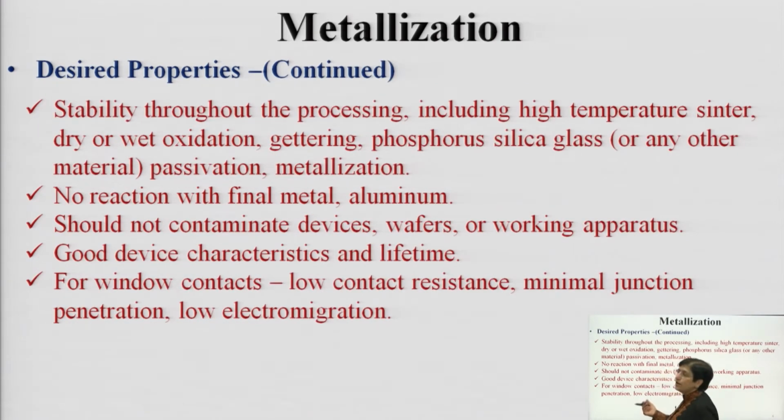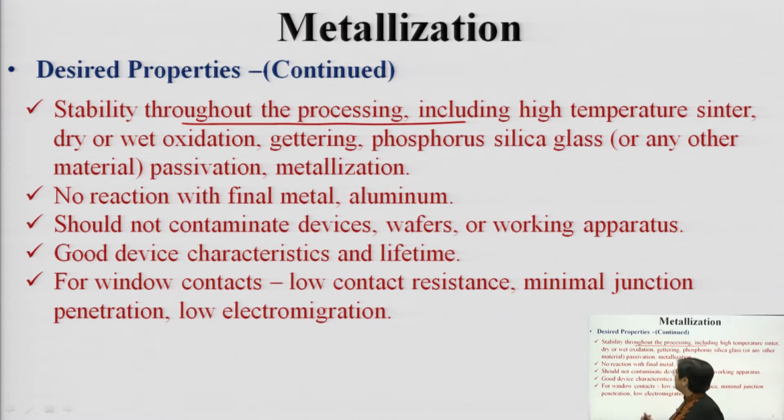In continuation, it should have stability throughout the processing steps, including temperature sintering or any variation, dry oxidation, phosphorus or silica glass deposition, or any other processes being carried out. Once a protective layer is to be deposited or something else is to be carried out, the material which is being deposited should remain stable and should not alter its properties. It should not react with the final metal, that is aluminum. It should not contaminate the devices or the environment or the apparatus where you are carrying out the process.